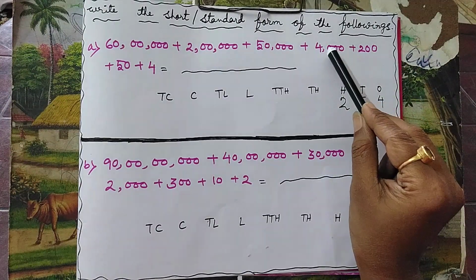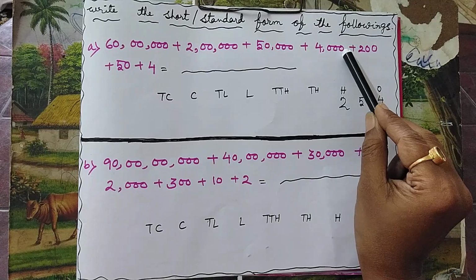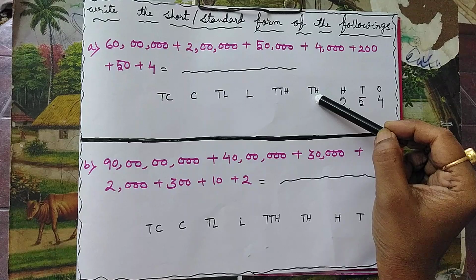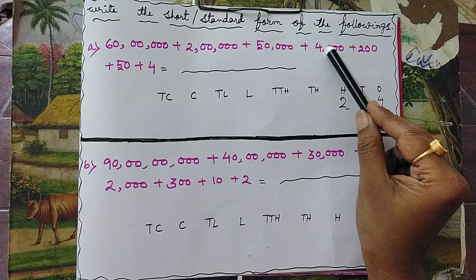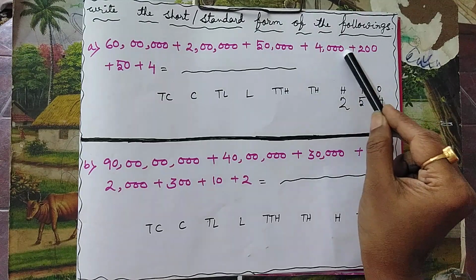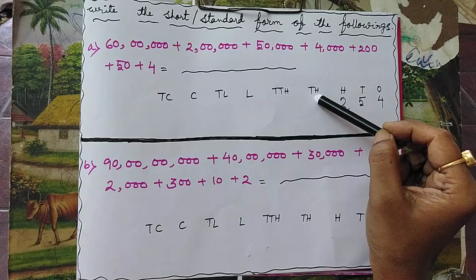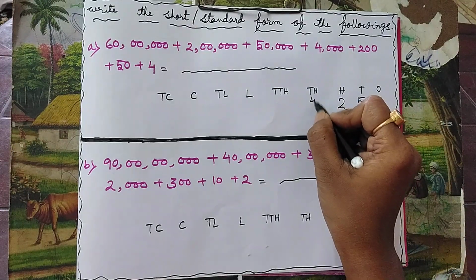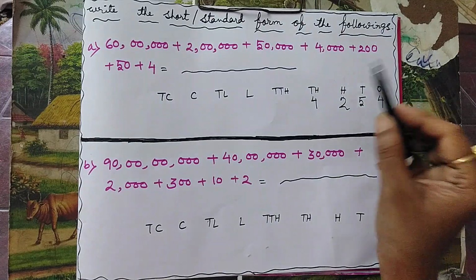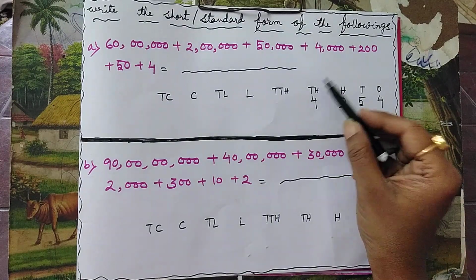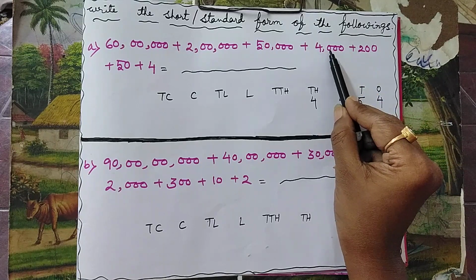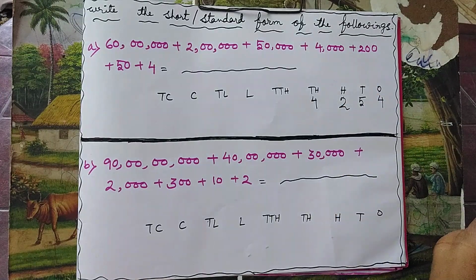Then 4,000. 3 zeros belong to thousands place. Okay. 3 zeros means it will go to thousands place. So what is the digit? The digit is 4. Okay. 4 thousand is equal to 4. After that you have to write 3 zeros.